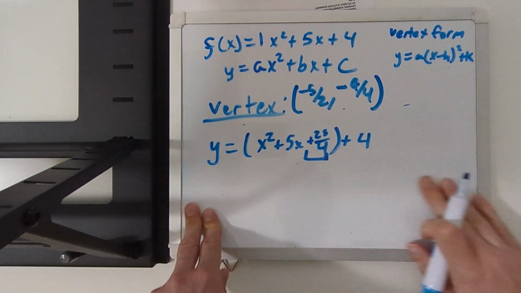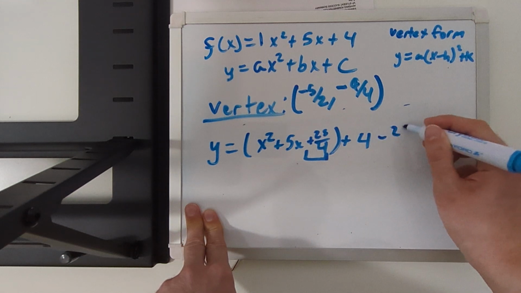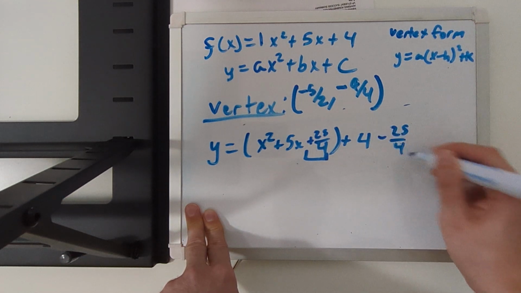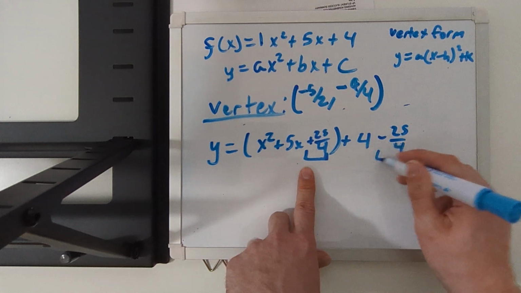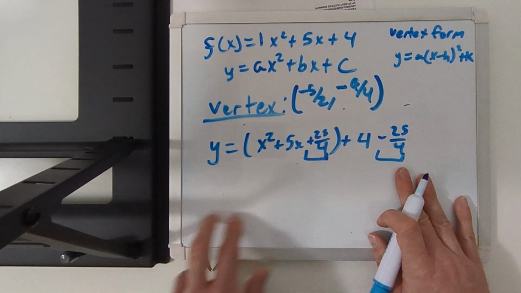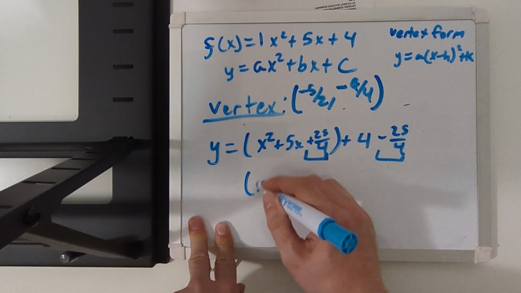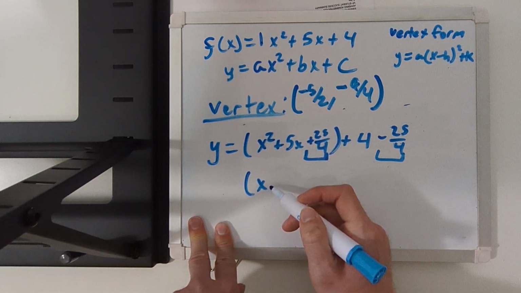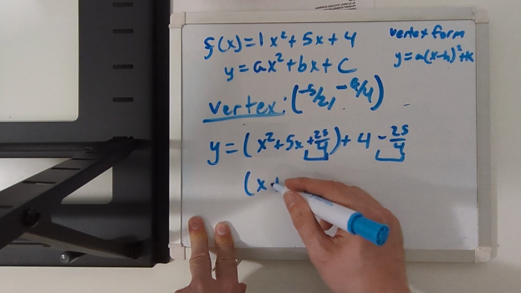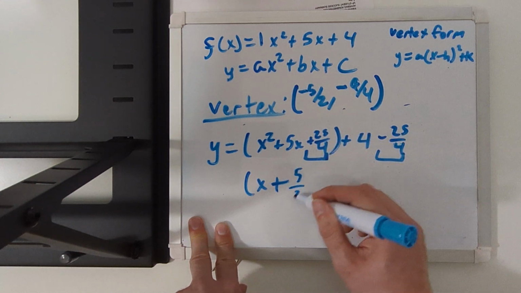But if I added 25 fourths to this side of the equation, I also have to subtract 25 fourths, because now I'm adding 0, right? And I'm allowed to add 0. I can add 0 without changing stuff. Well, this is a perfect square trinomial. It is the square root of the first term, the sign of the second term, and the square root of the last term, which is that 5 halves that we were expecting.